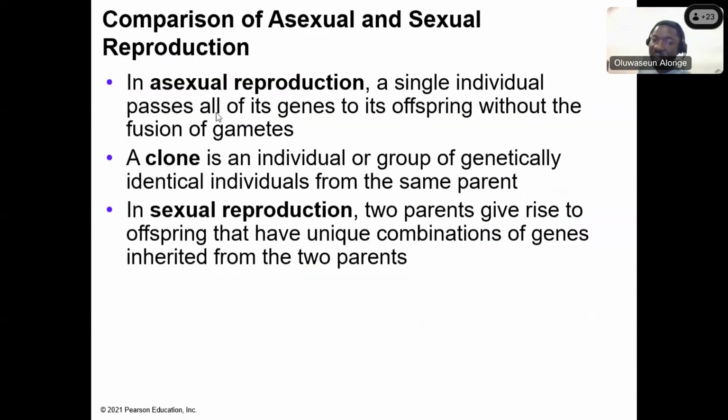Now, in asexual reproduction, a single individual passes all of his genetic information to the offspring. But in sexual reproduction, the two parents fuse together. The nuclei of the sperm and the egg fuse together and give rise to the next offspring.